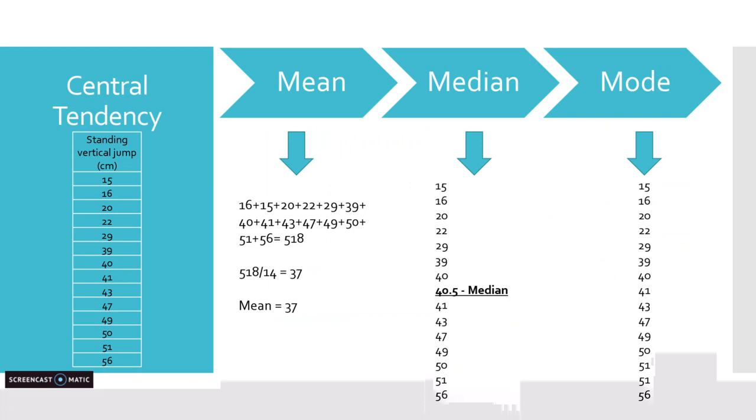The mean is all the numbers in the data set added up, then divided by the amount of participants in the data set. So with this example of standing vertical jump, the mean is 37. The median is all the numbers lined up in numerical or rank order, and then the middle value is the median. So again, with this example, 40.5 is the median. This is because there are two middle numbers in the set, and there's an even amount, so it's just in between the two values. And the mode is the most common number in the data set. So with this example, again, it's 51.